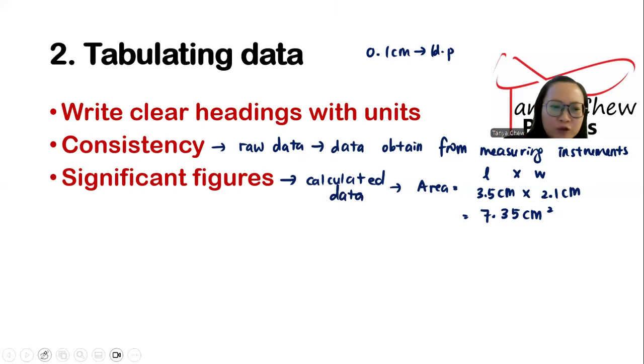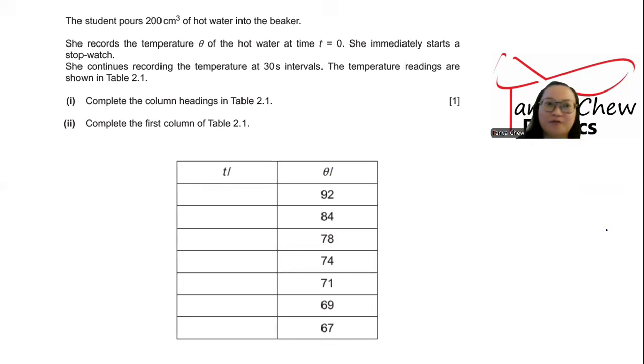Now you look at 3.5. These are called calculated data. So we have to depend on the raw data. 3.5 has 2 significant figures. 2.1 is also 2 significant figures. That is why the area, either you put it in terms of two significant figures, which is 7.4 cm squared, or one significant figure more than the raw data. It doesn't affect your mark. So I can accept both answers, 7.35 cm squared or 7.4 cm squared. Both answers are acceptable.